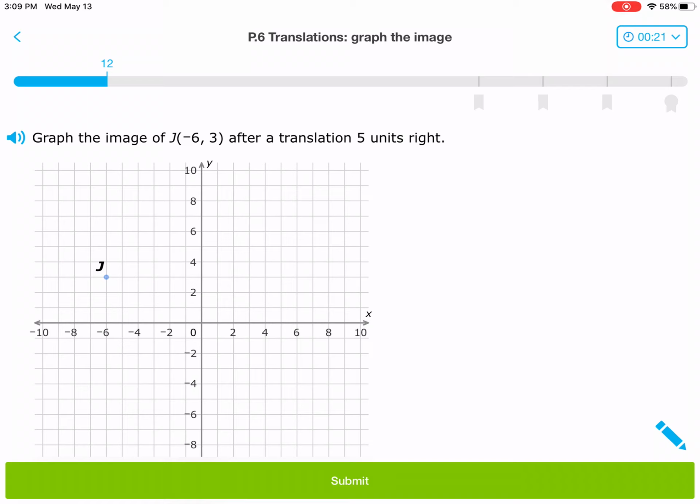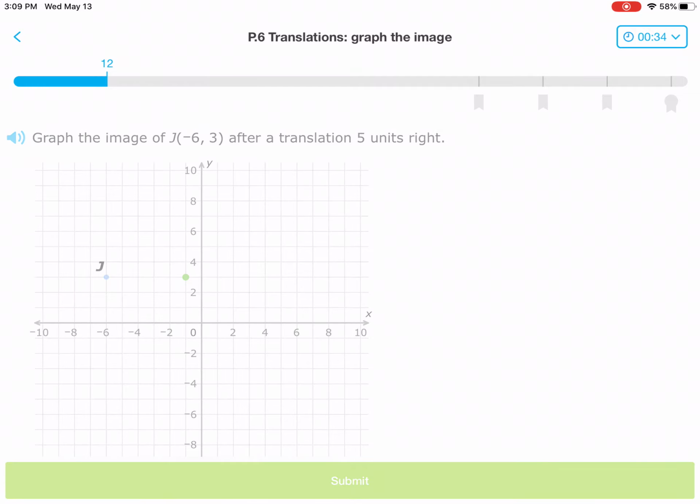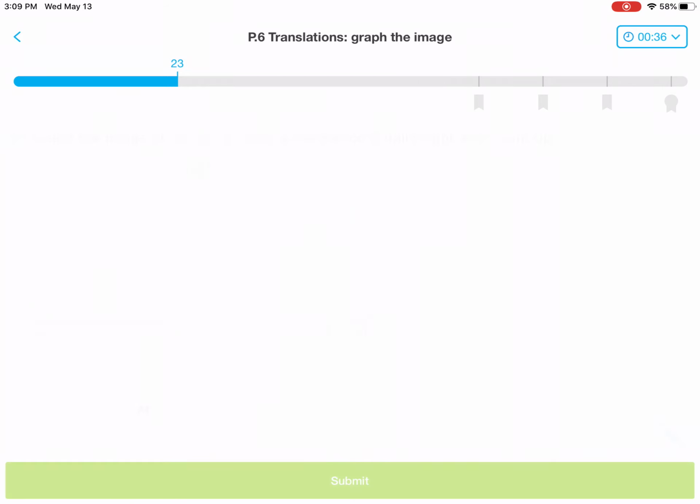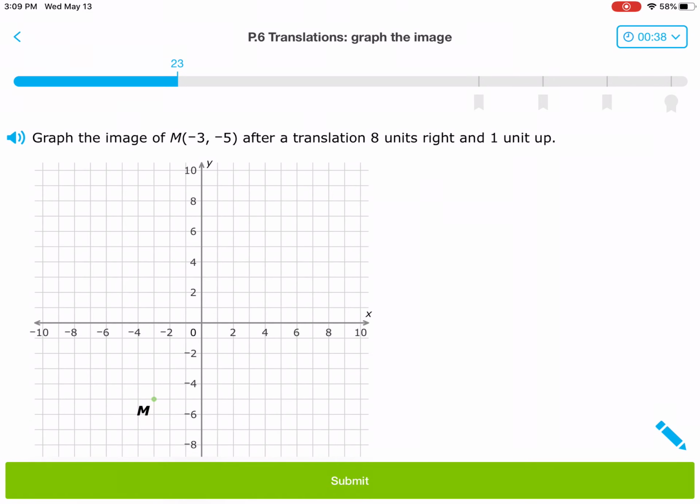Graph the image of -6, 3 after it's translated 5 units right. So we're going to the right, and you're just plotting the point. Okay? I'm not drawing with the drawing tool, I'm just plotting. This time we're going 8 right and up 1.